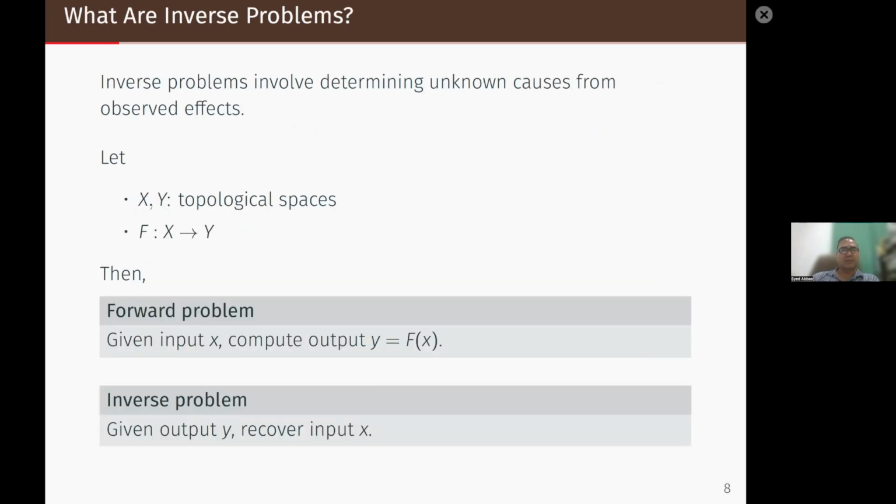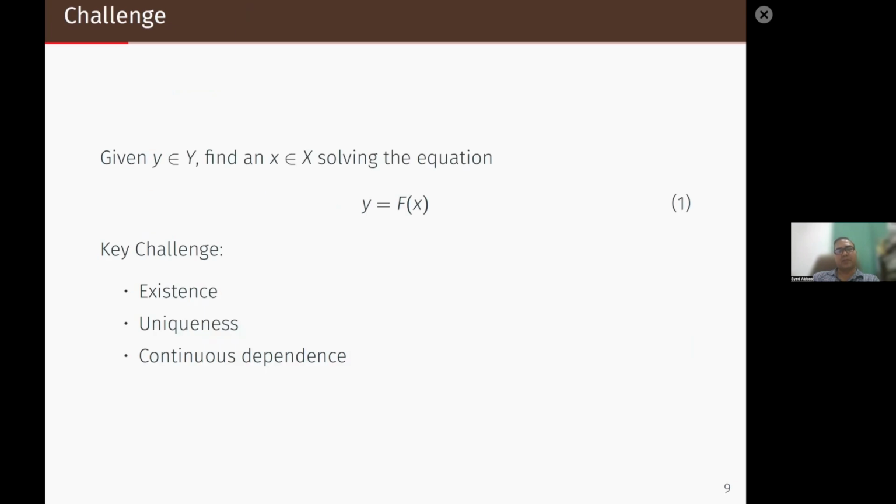So let us define the inverse problem. This is a very general definition. Suppose we have two topological spaces X and Y, and f is a function from X to Y. Then the forward problem is that, given input x, you want to compute y. The inverse problem is that, given output y, you want to recover the input x. That is called the inverse problem, right?